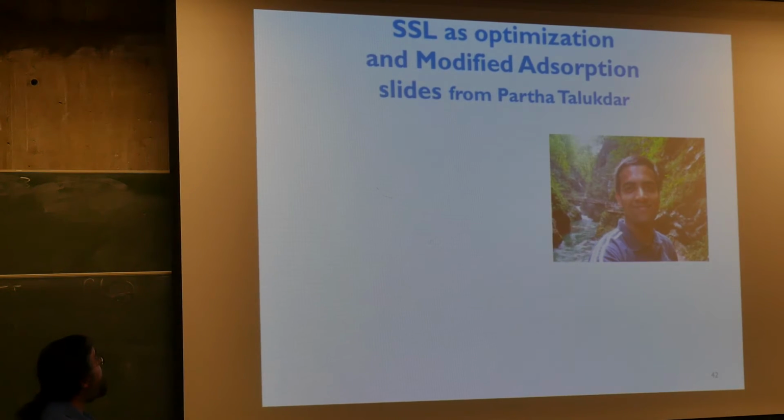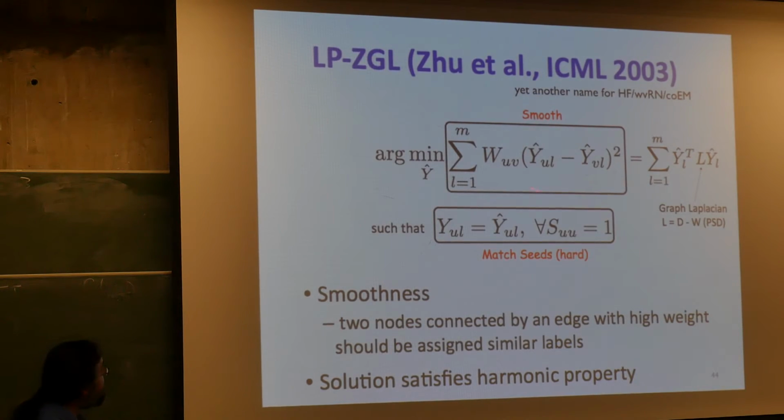So Partha Talukdar did some work in his thesis, which looked at this issue. This is yet another name for the harmonic function algorithm, and this is Partha's notation, very similar. For every label, the predicted label should be smooth along edges. So W are the edges. And there's a constraint that you have to match the seeds. And this is his notation for that.